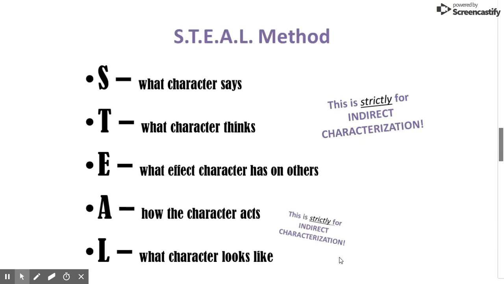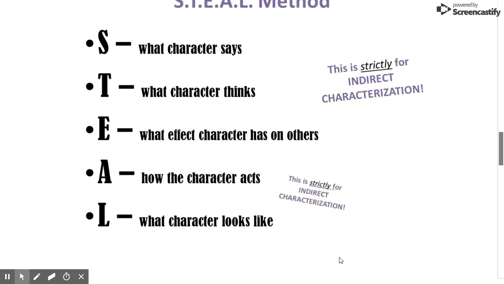So, STEEL is broken down by letter to mean S, what the character says, T, what the character thinks, E, what effect the character has on others, A, how the character acts, and L, what the character looks like. And so, I'm going to show you an example of how I would break this down for my students.